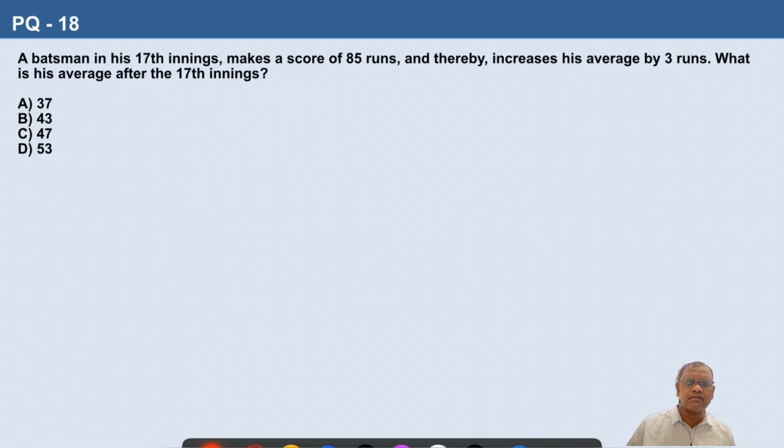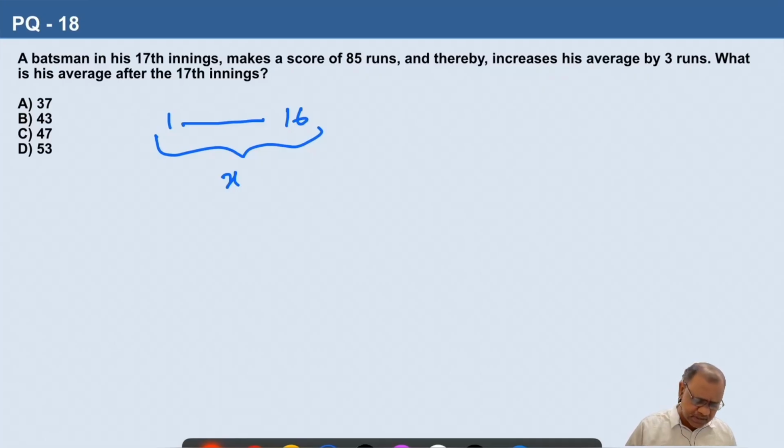Question number 18. A batsman in his 17th innings makes a score of 85 runs and thereby increases his average by 3 runs. What is his average after the 17th innings? So, here from 1 to 16 he had some average, and in 17th innings he scored 85 runs. See here, from 1 to 16 he had an average. We don't know what is that average, let us assume it as x.